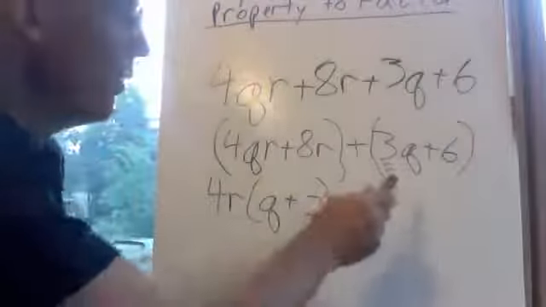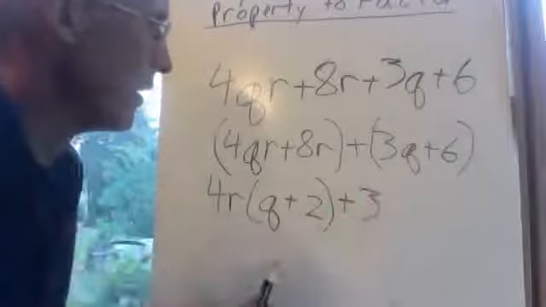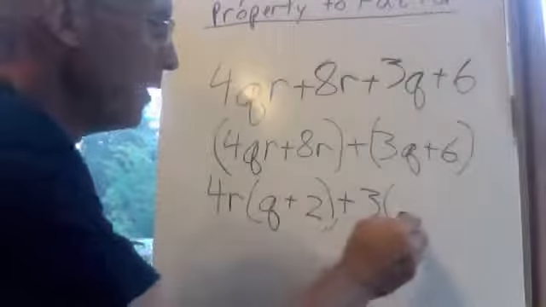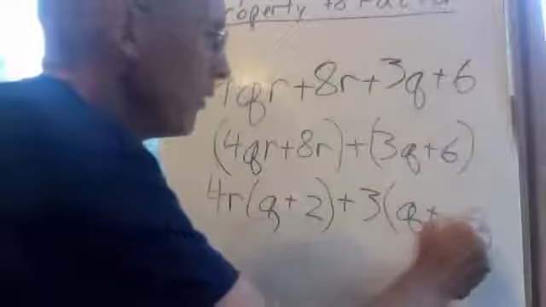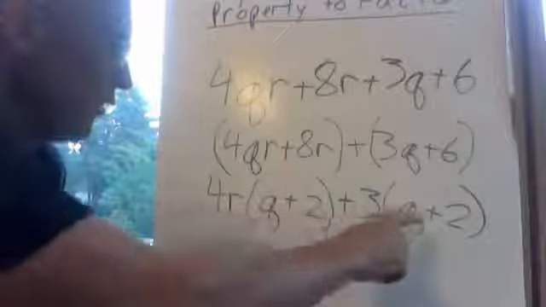Let's look at the second one. What's in common here? There's a common 3. So we're going to factor that out. And when we divide 3Q by 3, it leaves us a Q. And 6 by 3 leaves us a 2. Now look at this one.